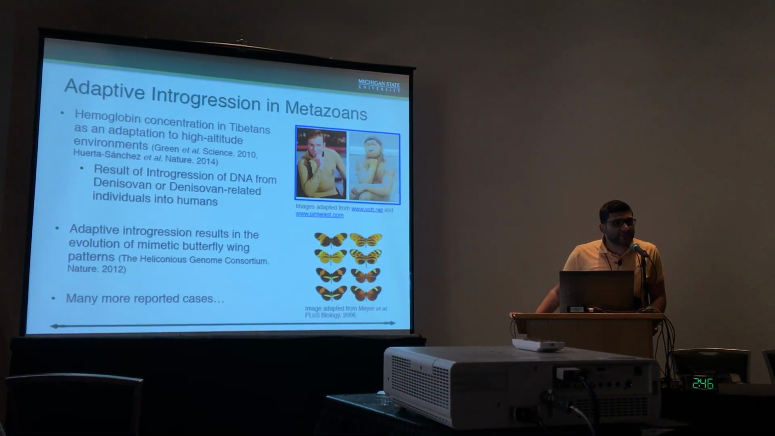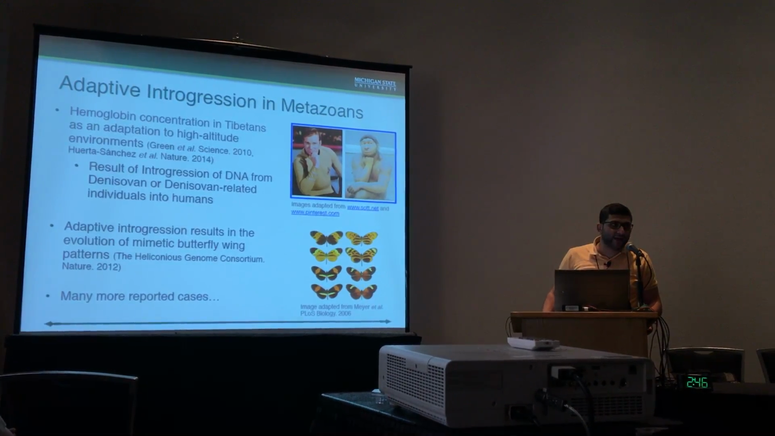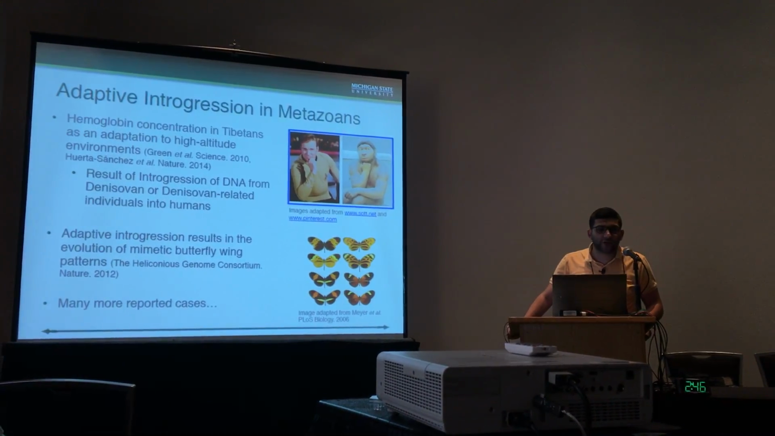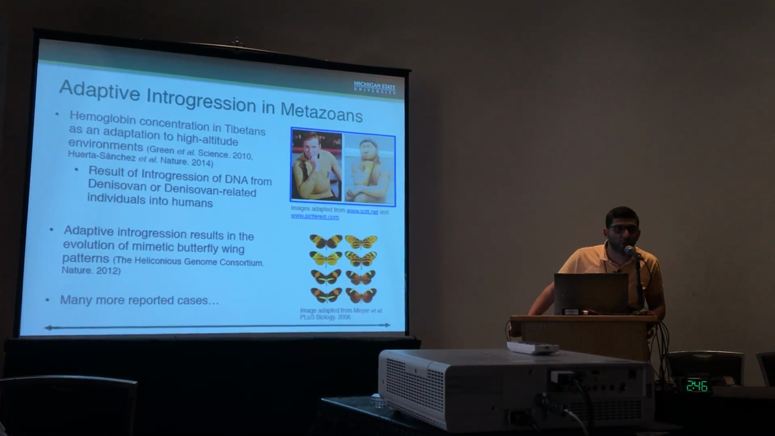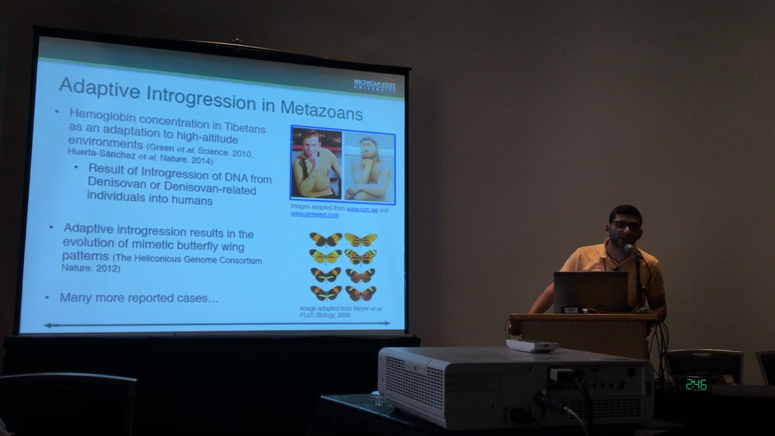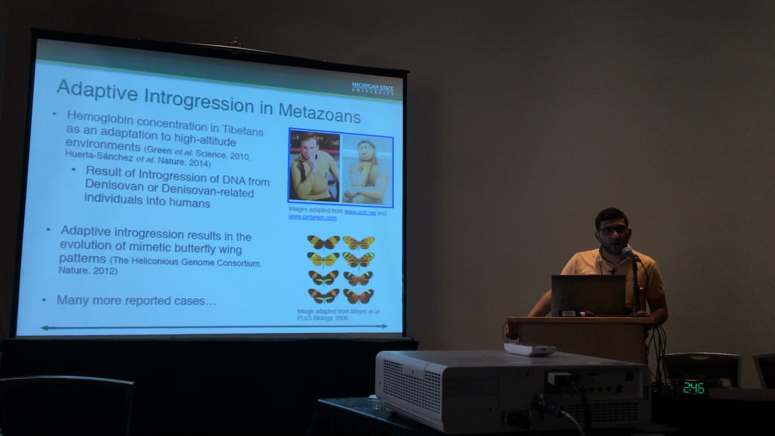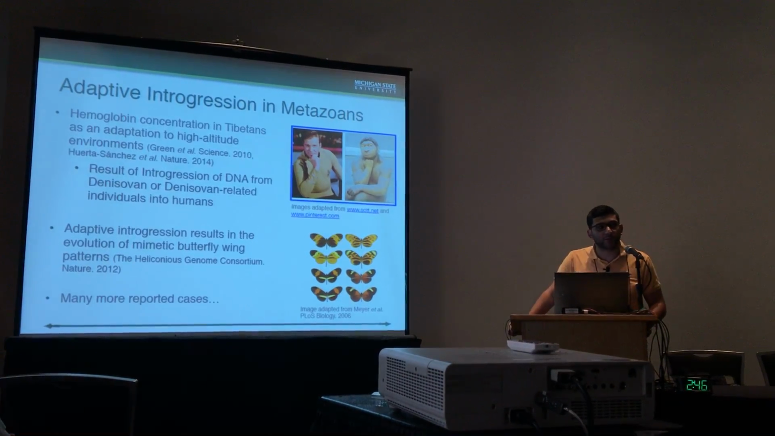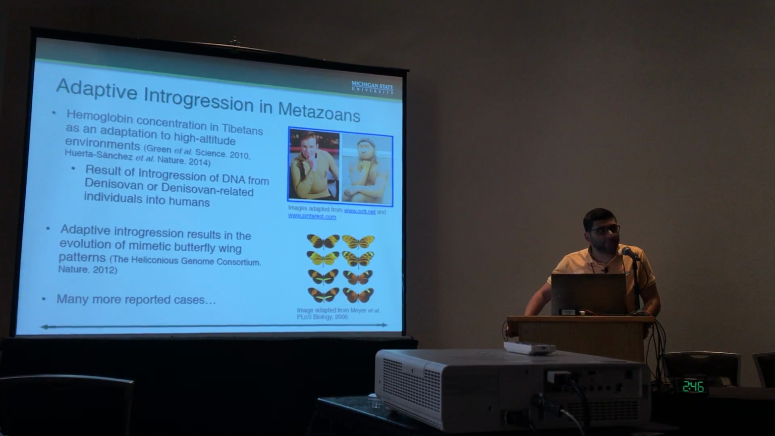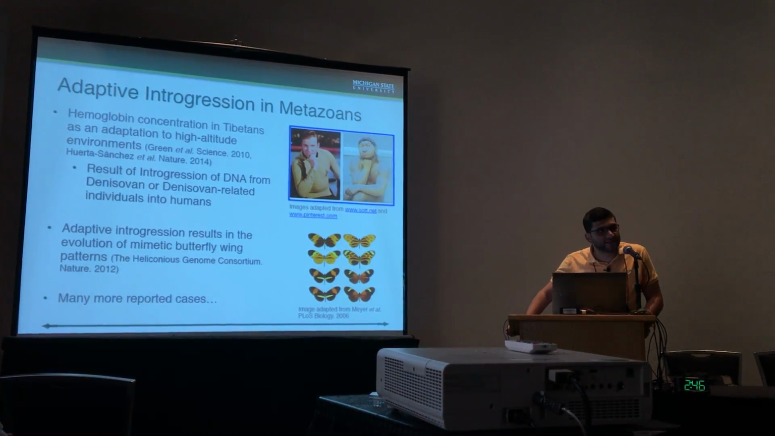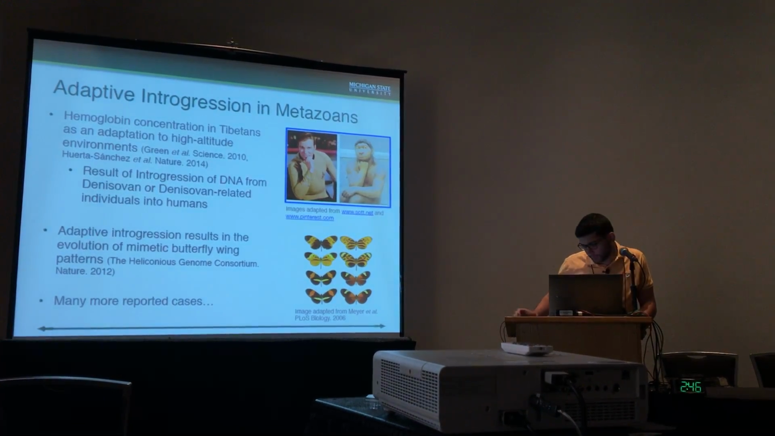Now, adaptive interspecific introgression has played a key role in the evolution of many novel traits in different eukaryotic organisms. For example, there are studies that suggest that there is an increase in hemoglobin concentration in Tibetans as an adaptation to high altitude environments. This is the result of introgression of some DNA segments from Denisovan individuals into humans. Another example of adaptive interspecific introgression involves its role in the evolution of mimetic butterfly wing patterns.